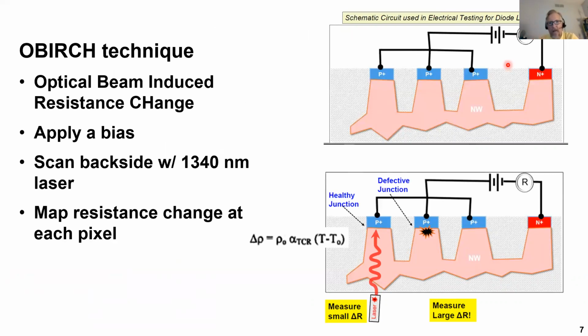In this technique, we apply a bias, then we scan the backside with a 1340 nanometer laser, and we map the resistance change at each pixel. We can see here we're scanning along with our laser, and we measure the resistance at this pixel, and all the way across. At a healthy junction, you may have 1 degree of heating, which changes the resistivity and is caught up in the resistance measurement. However, at a defect, there could be a large delta R due to different materials, different geometries, and so forth. And so the OBIRCH signal is a measure of the change in resistance as a function of temperature.